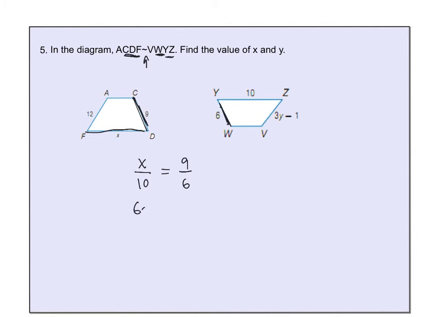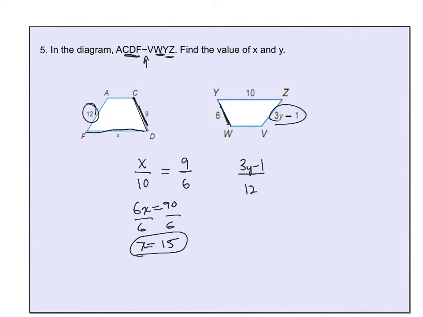So using cross products, X will equal 15. X should equal 15. And then for Y, you have 3y minus 1, and that matches up to 12. This matches up to this over here. All right, AF matches up to VZ. But then that equals, again, 9 over 6.